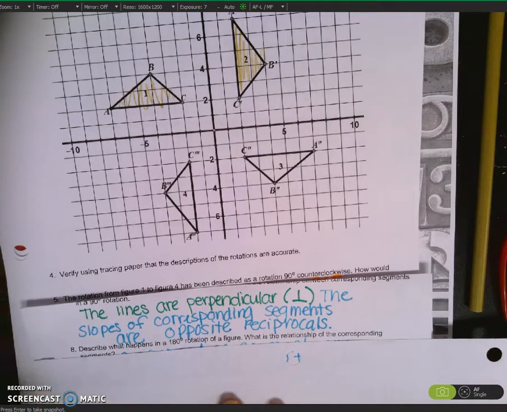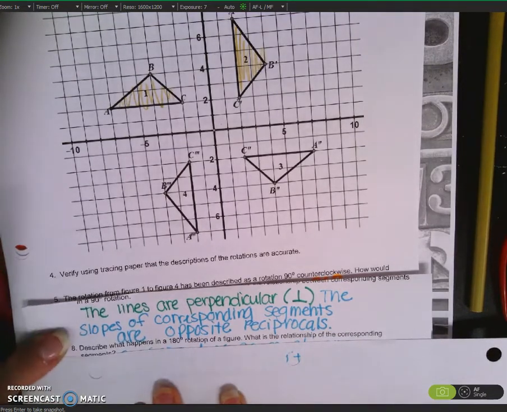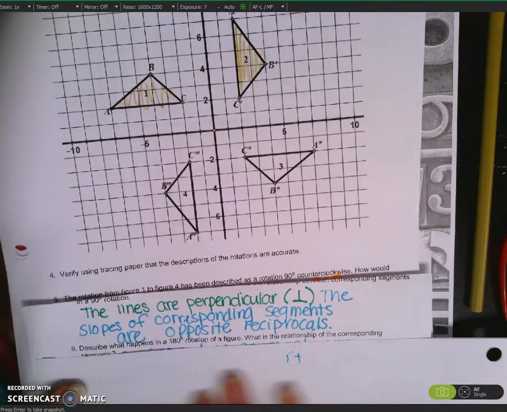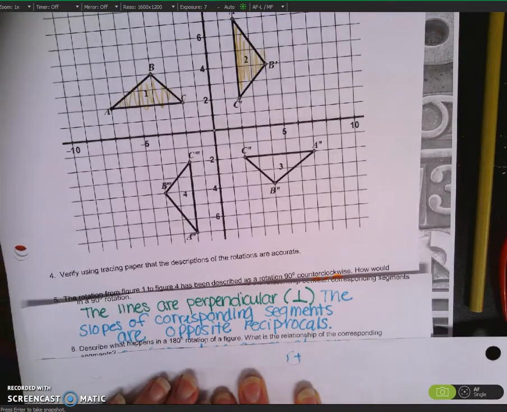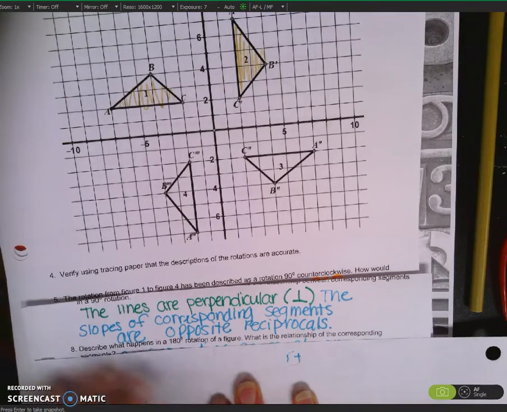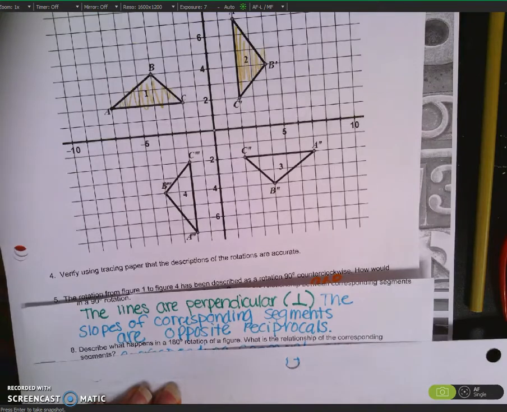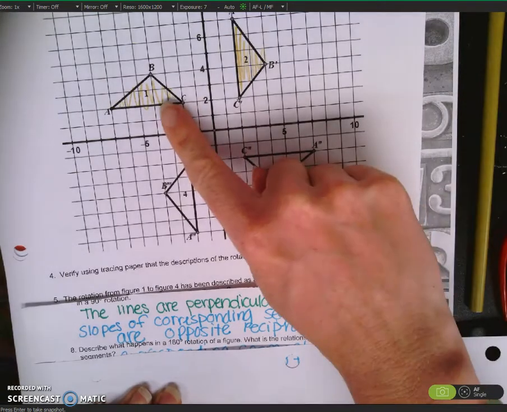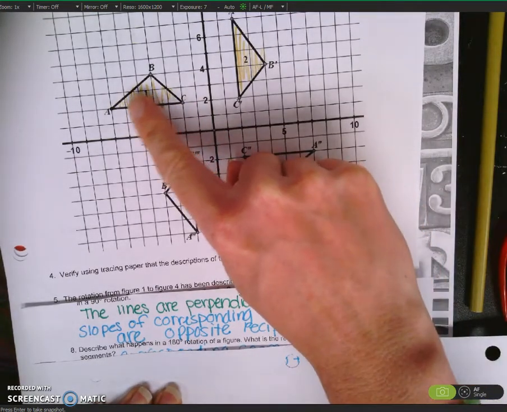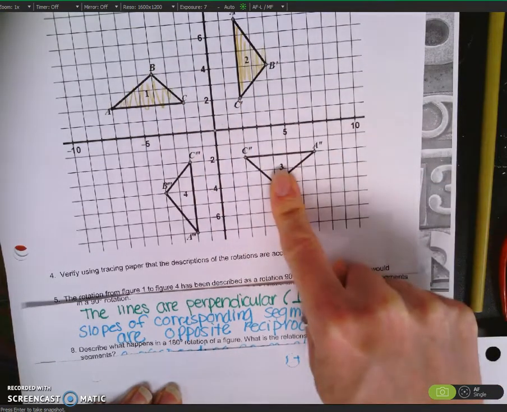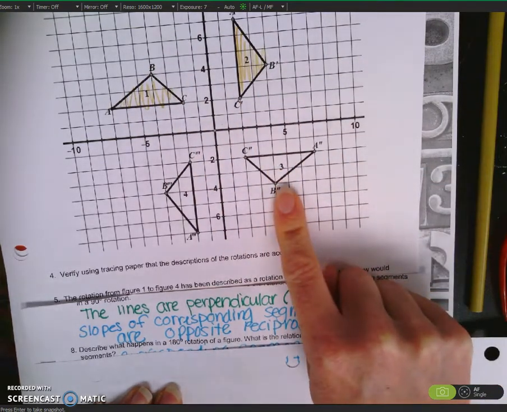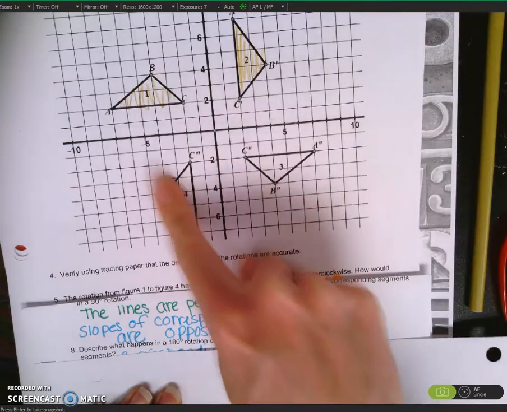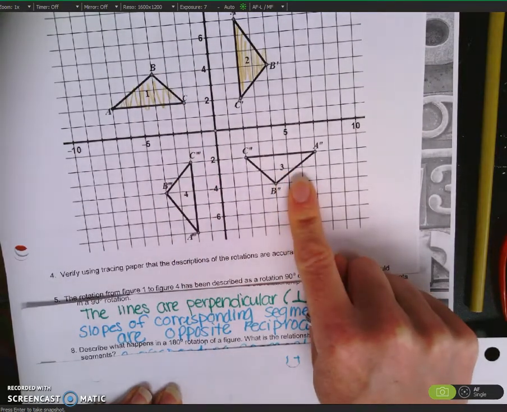So if I ask you to prove if something is a 90-degree rotation, you can always investigate the slopes. Taking a look, describe what happens in a 180-degree rotation of a figure. What is the relationship of corresponding segments? If I go 180 degrees from figure ABCD, I go 2 groups of 90, so I'm going to be at figure 3. What if I go counterclockwise? I still end up at figure 3.